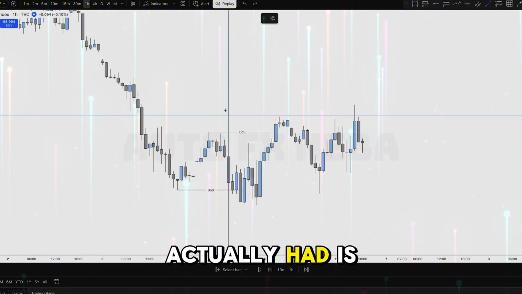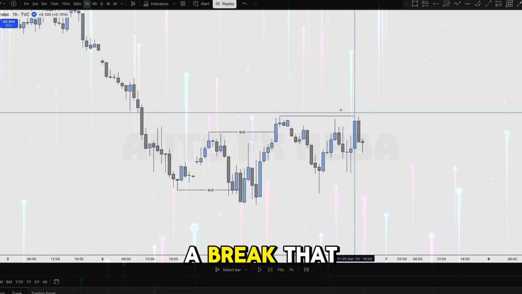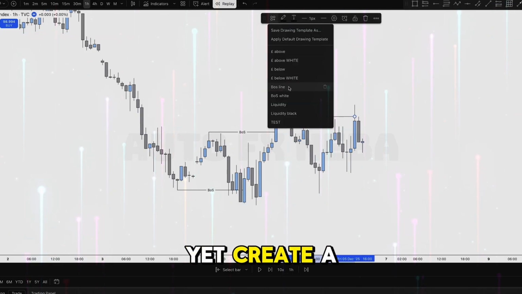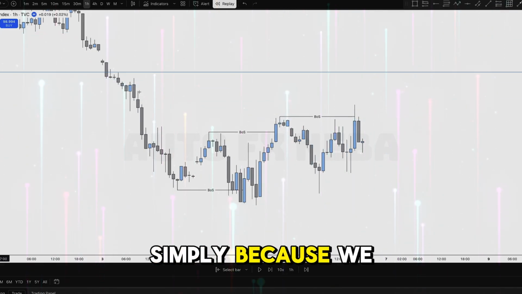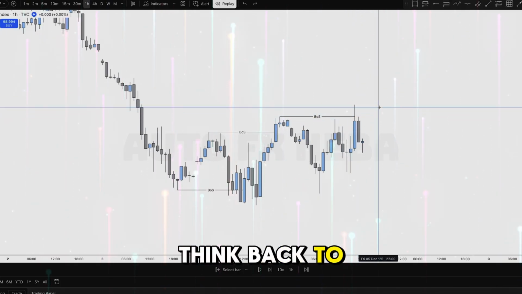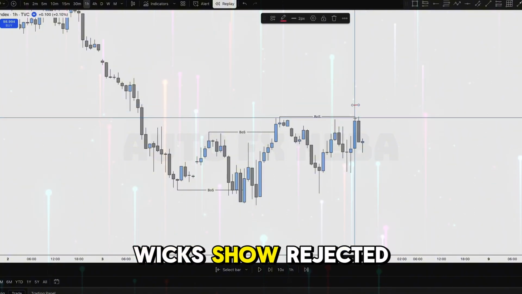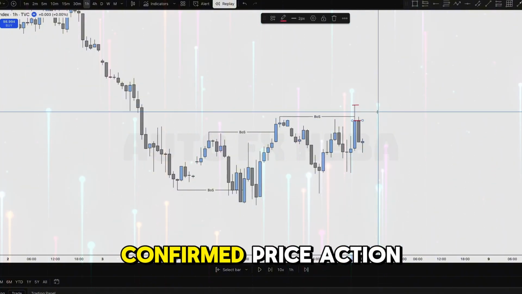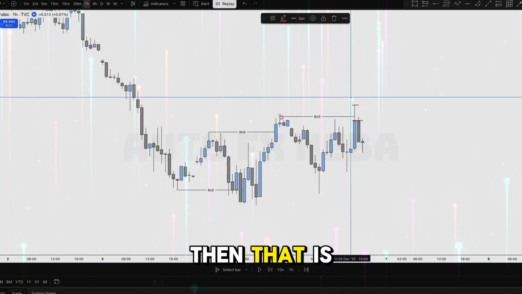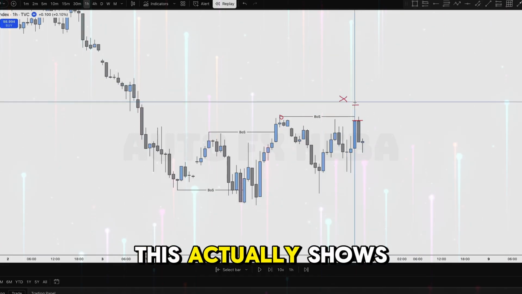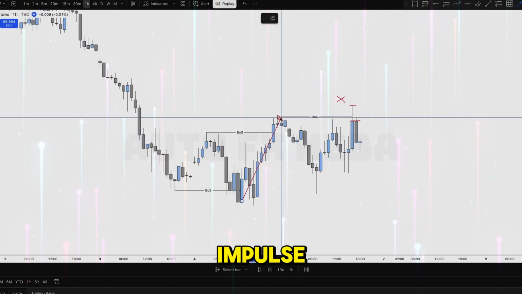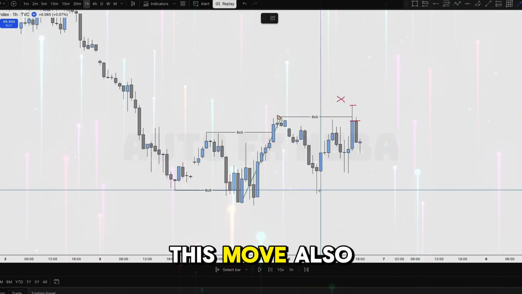Now, what we've actually had is, this is where people go wrong. A break that looks like a continuation of upward trending price action, but actually didn't yet create a valid break. And that is simply because we only have a wick closing over the high. We don't have a candle body. Now, if you think back to episode 1, price action, we discussed how wicks show rejected price action, candle bodies show confirmed price action. So if the only piece of structure that has broken through a previous high is a wick, then that is not confirming continuation. This actually shows rejection of those higher prices. So whereas this movement is a valid impulse, we would not want to treat this move also as a valid impulse.